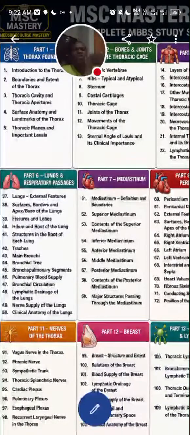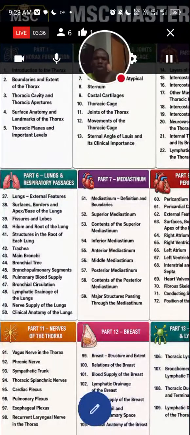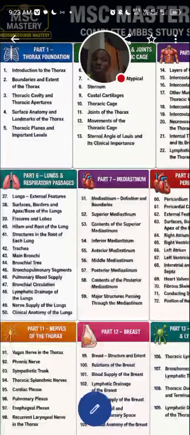What's the surface anatomy of the thorax? We'll be looking at the thoracic plane and the important levels. Do you follow? These are the things we'll be looking at. Thumbs up if you are with us. Yes. So now I'm just giving you a brief. I'm going to send this to the group.